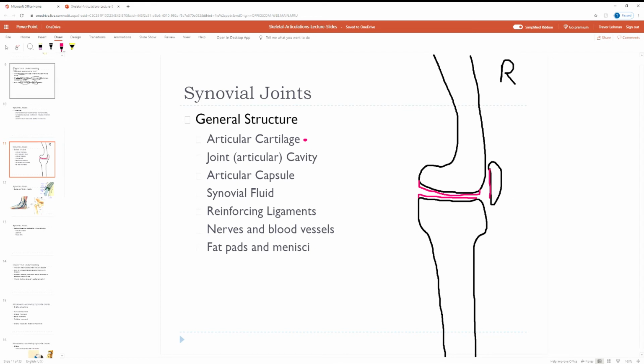So there's always articular cartilage. Then we have a joint cavity, but you can't have a joint cavity without a joint capsule. So let's draw the joint capsule first. The joint capsule actually has two pieces, two components. So this dot is going to be for the fibrous joint capsule.